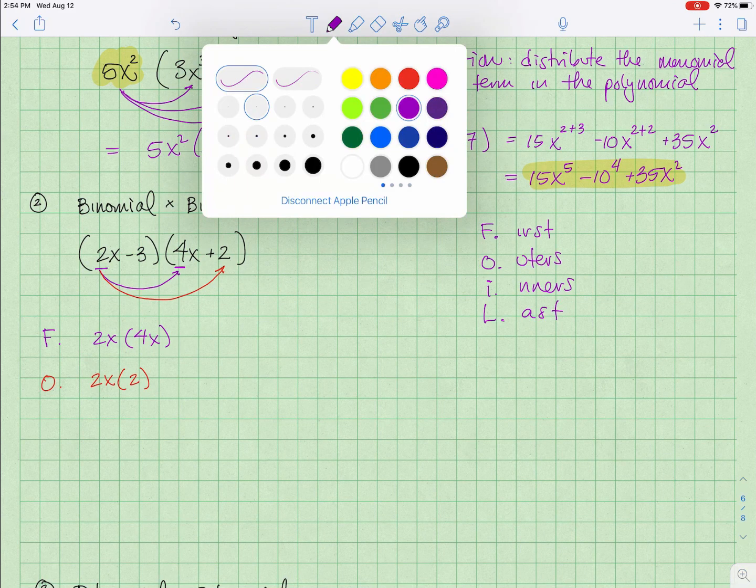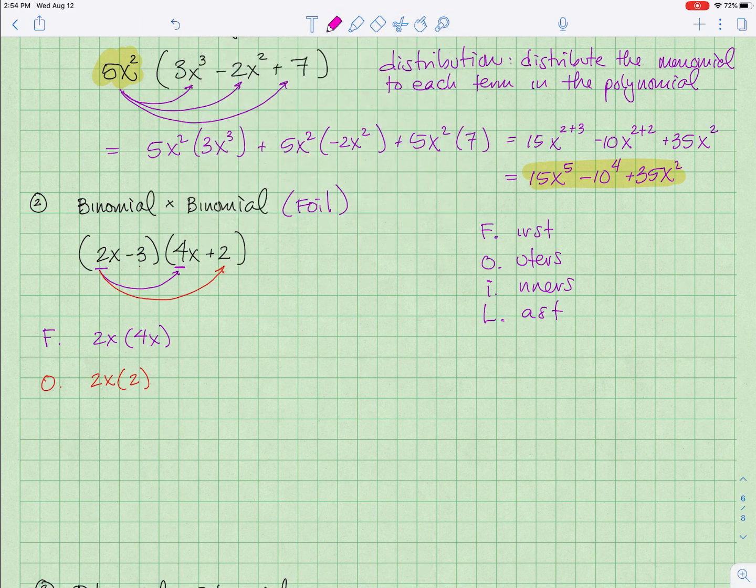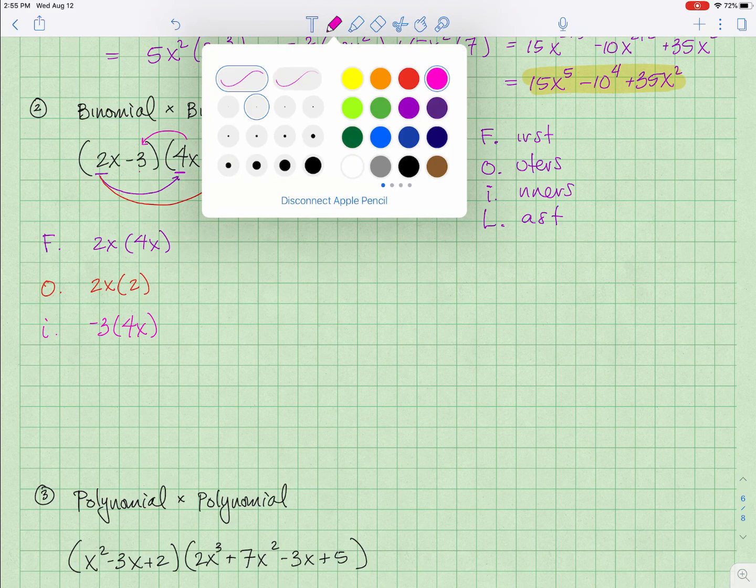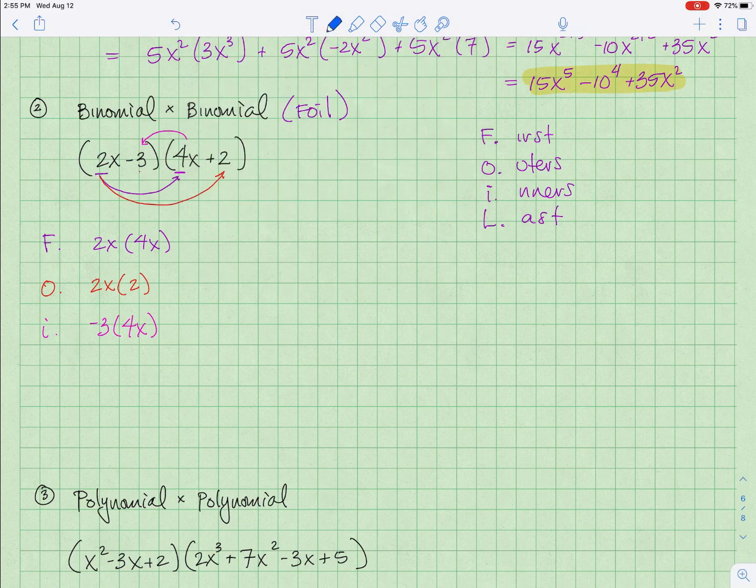Oops, I don't want to use purple. That one's hard to look at. The innards, let me do that one up top, actually. Those are the inner tubes. The inner two are negative 3 times 4x. And then finally, I guess I'll just use blue. I haven't used blue yet. So the last two, and that's going to be a negative 3 times 2.